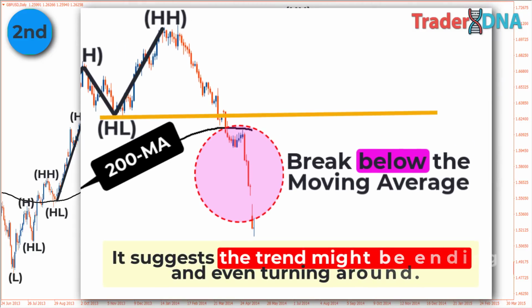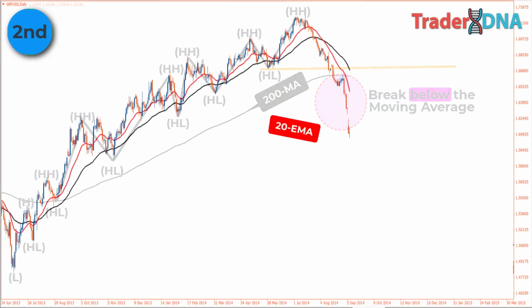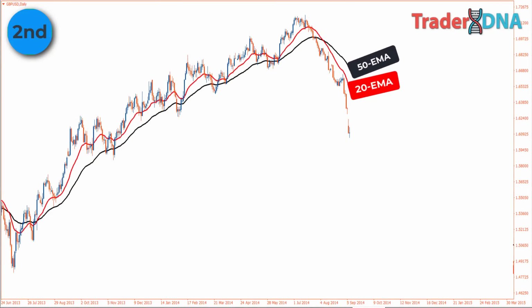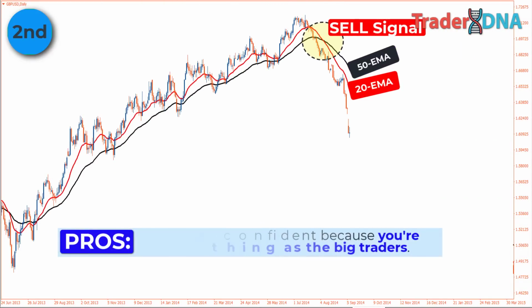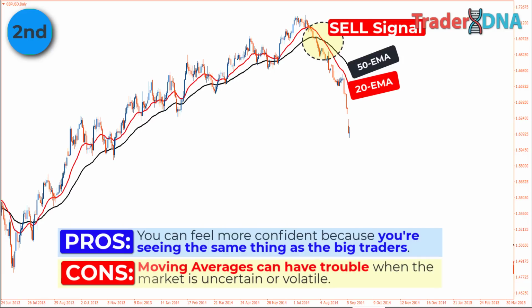Another method is looking out for moving average crossovers. Many computerized traders use these to track how a trend is doing. For example, they might watch a 20-day moving average and a 50-day moving average. When one of these crosses over the other, it's a signal. Pros. You can feel more confident because you're seeing the same thing as the big traders. Cons. Moving averages can have trouble when the market is uncertain or volatile.